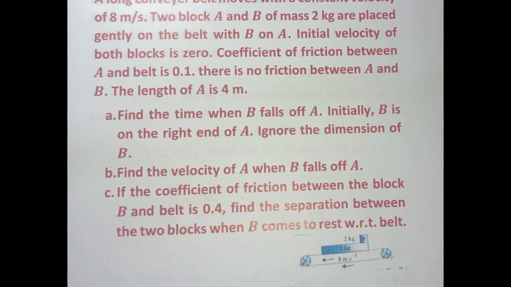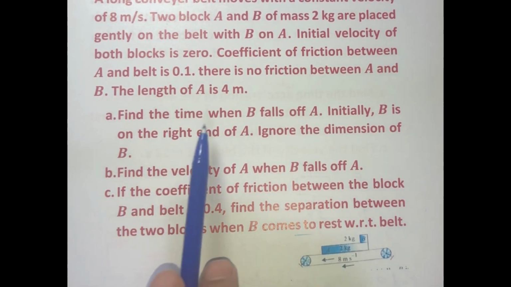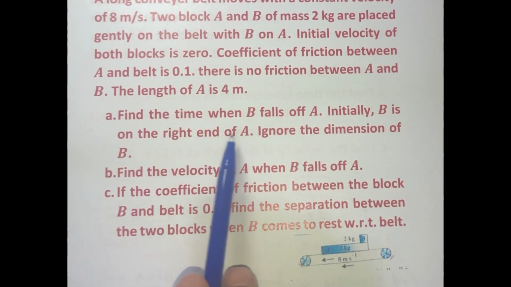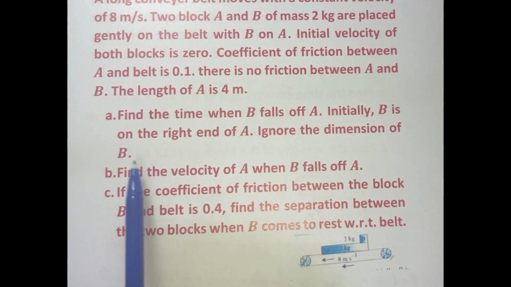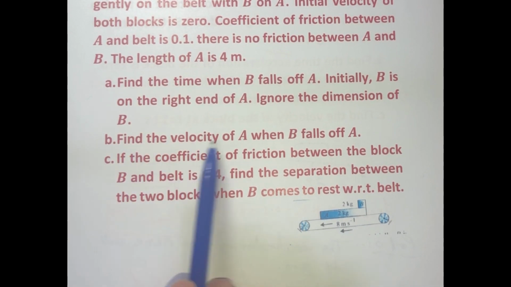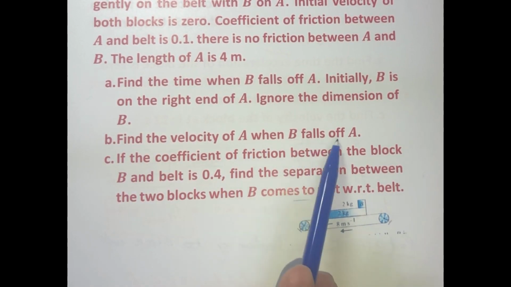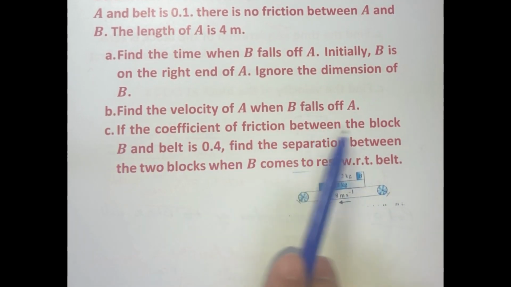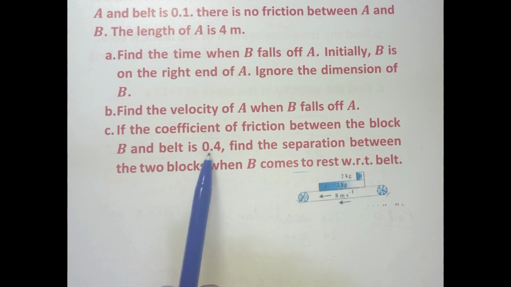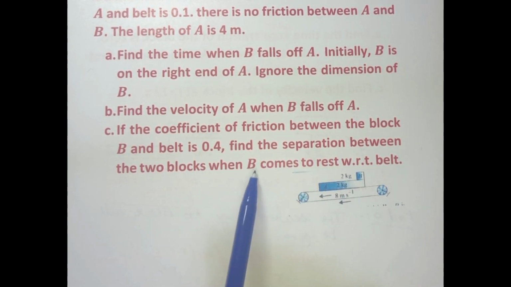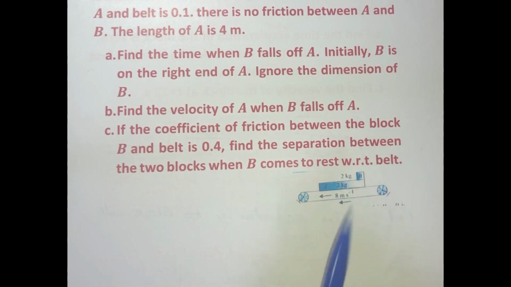So we have to find out these three things. A. Find the time when B falls off A. Initially B is on the right end of A. Ignore the dimensions of B. B. Find the velocity of A when B falls off A. In the C part, if the coefficient of friction between the block and belt is 0.4, find the separation between the two blocks when B comes to rest with respect to belt.